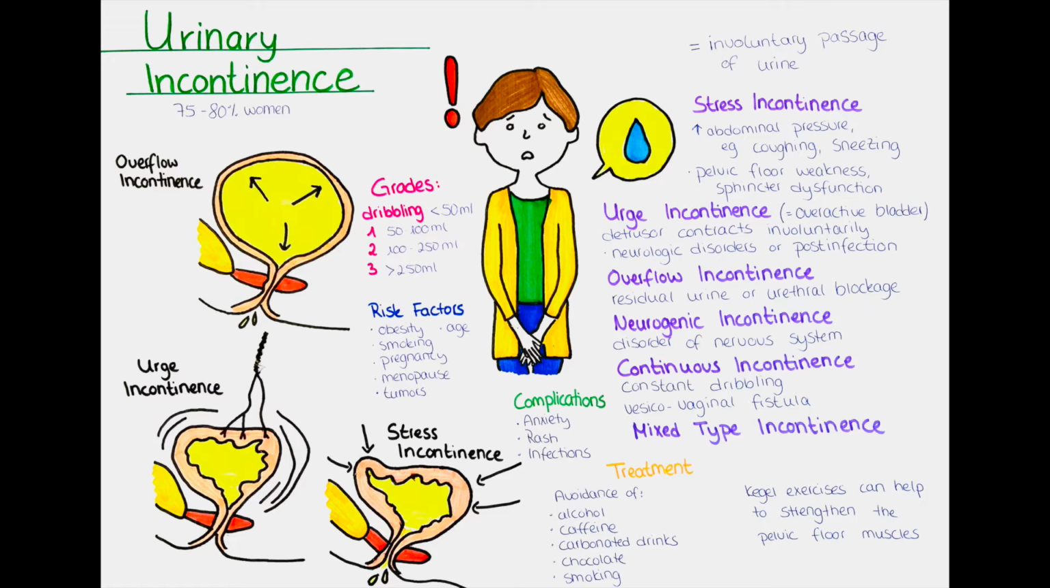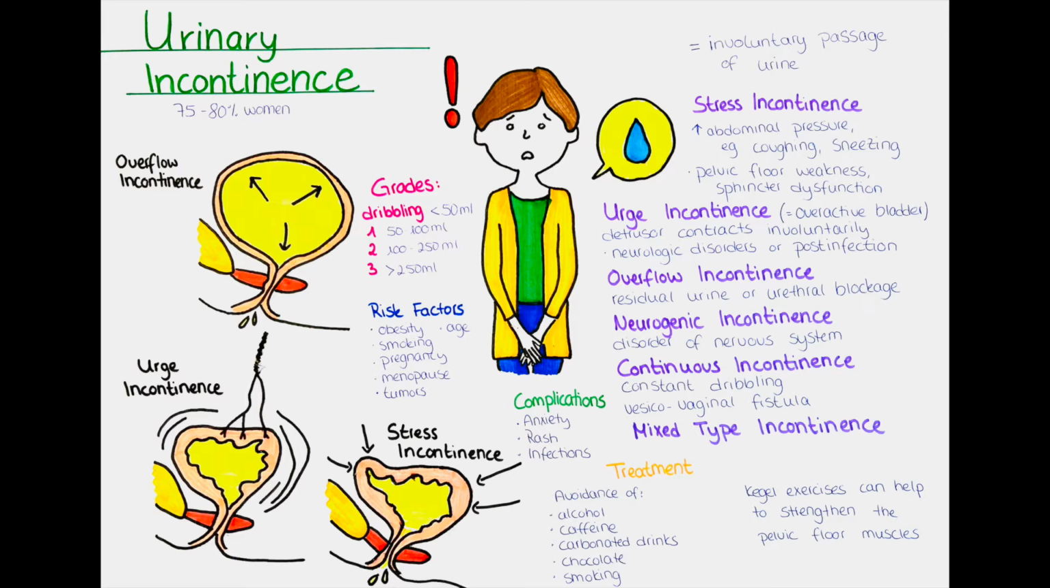The last type is the continuous incontinence. This means that there is a constant leakage of urine without the voluntary decision to do so. This can be seen in case of a vesicovaginal fistula, so a connection between the bladder and the vagina. Here the urine is not contained inside the bladder, and it dribbles out of the vagina whenever it reaches the bladder. It is also possible for several types to occur at the same time. Then we call it a mixed incontinence.